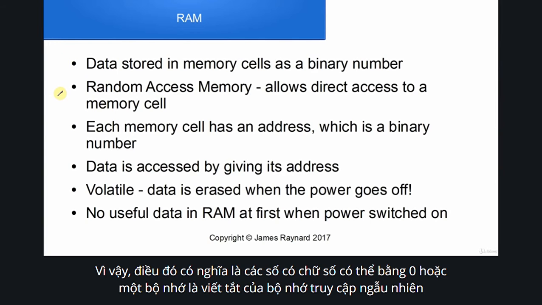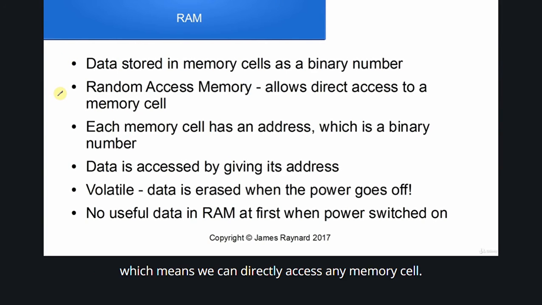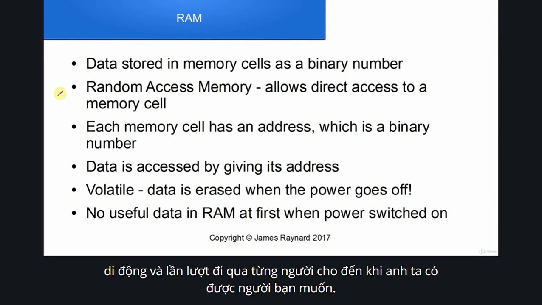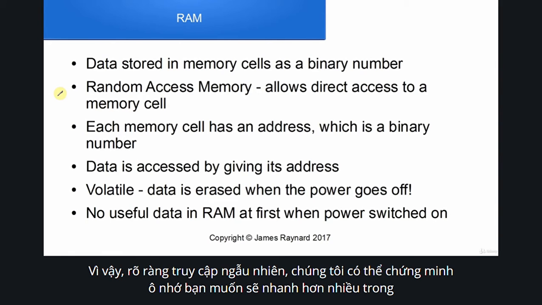RAM is short for random access memory, which means we can directly access any memory cell. The opposite of random access is sequential access, which means you have to start at the first memory cell and go through each one in turn until you get to the one that you want. So obviously random access, where you can jump straight to the memory cell you want, is going to be much faster.